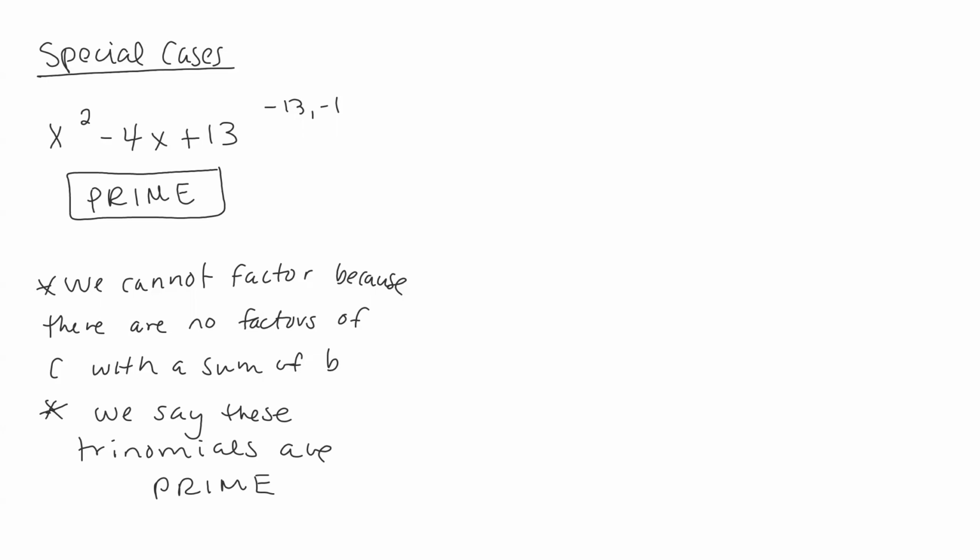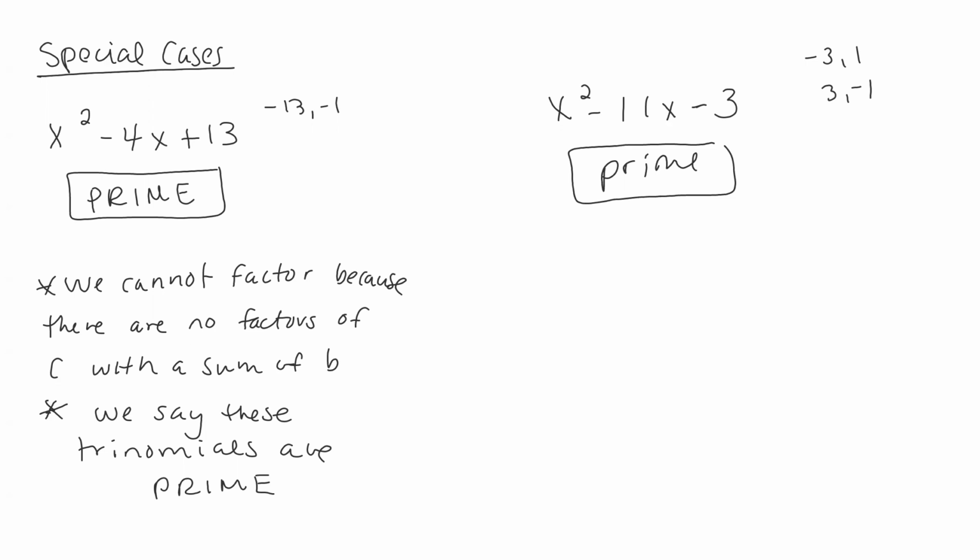All right, so let's look at another one like that. Let's say we had x squared minus 11x minus 3. All right, so in this case, c is -3, so our factors are either going to be -3 and 1 or 3 and -1. Well, -3 and 1 is -2. 3 and -1 is +2. Neither pair of factors adds to be -11. So again, we would say that this is prime. So be on the lookout for prime polynomials.